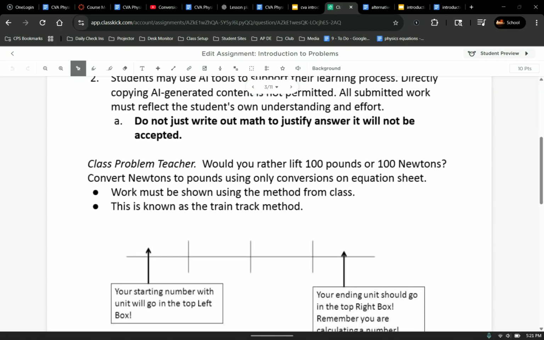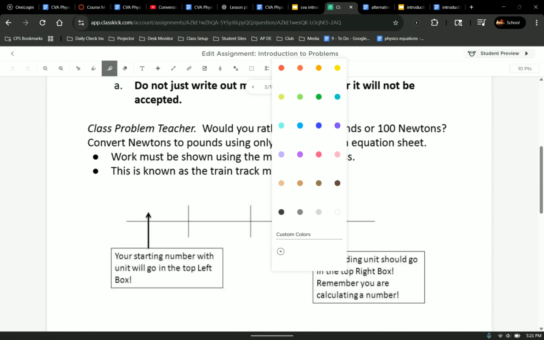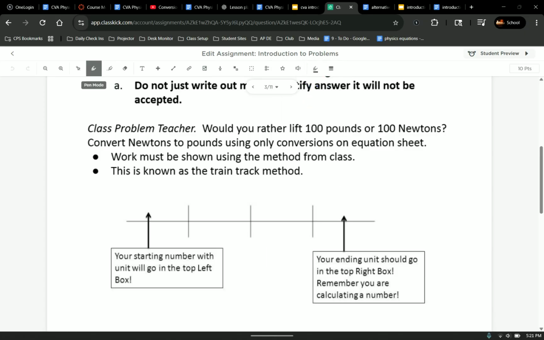All right. So for the class problems, again, I'm going to write this one out. Oh, sorry, trying to get a pen here. All right, and then so I'm going to walk you through this.